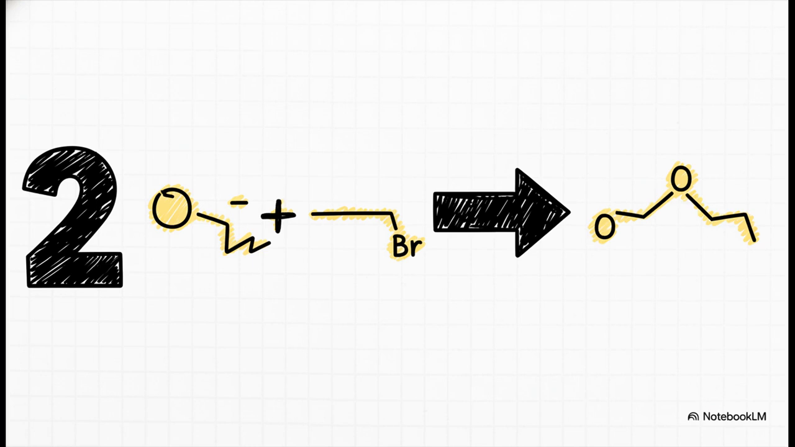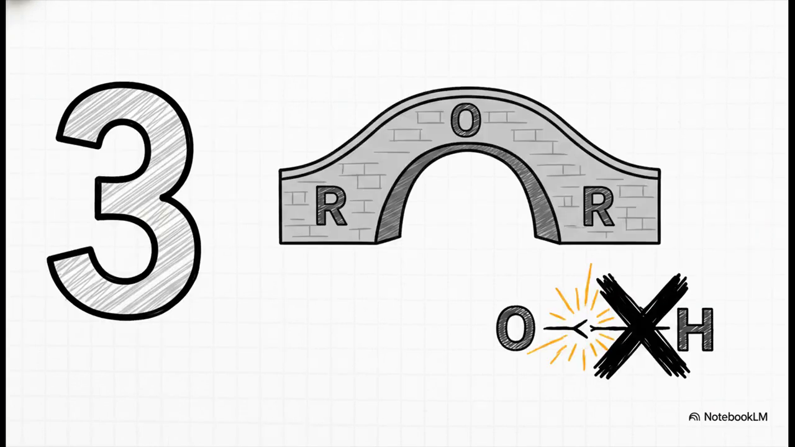Number 2, synthesis. The Williamson synthesis is your go-to. The formula is simple. An alkoxide attacks an alkyl halide. That's the reaction you have to know inside and out. And finally, number 3, reactivity. Ethers are stable, unreactive bridges. And why? Because unlike alcohols, they are missing that reactive OH group. That one single fact explains why they make such great solvents.